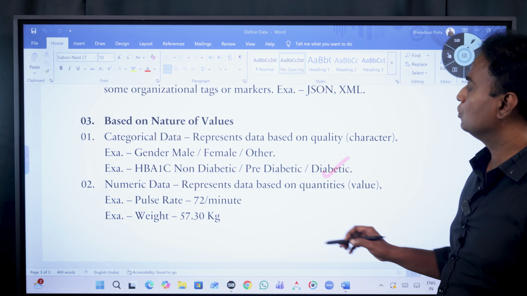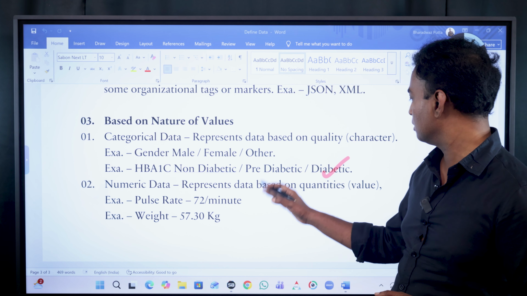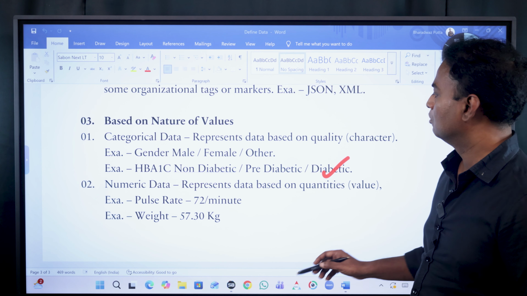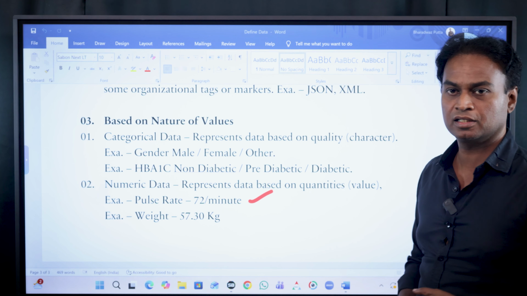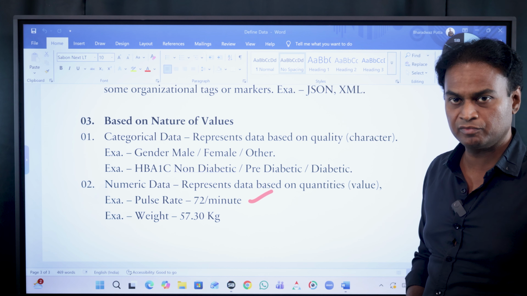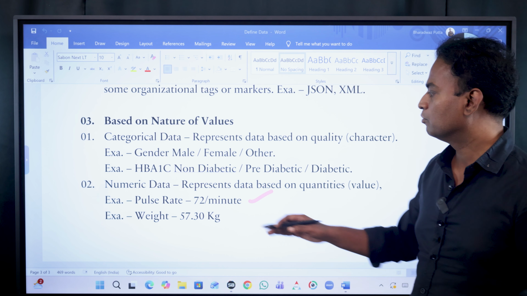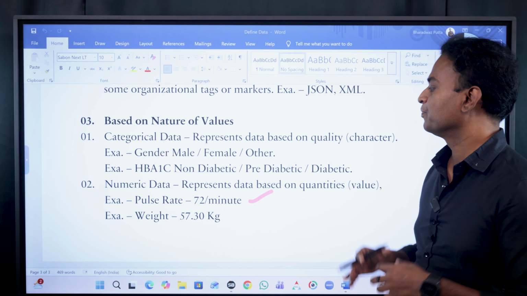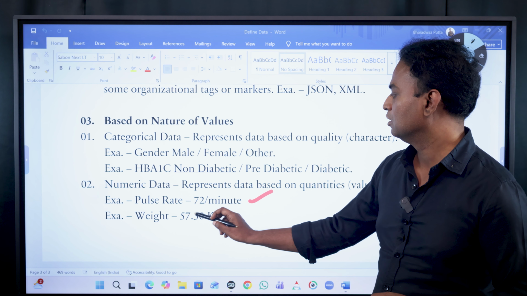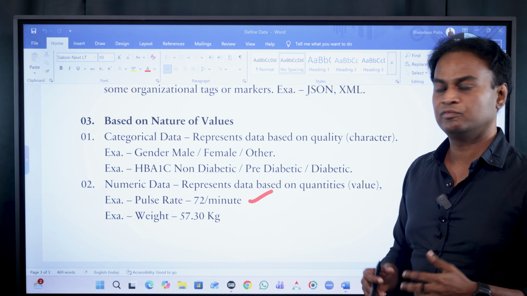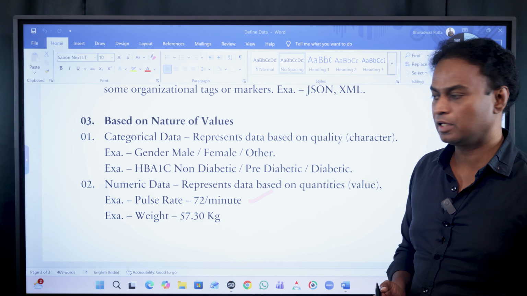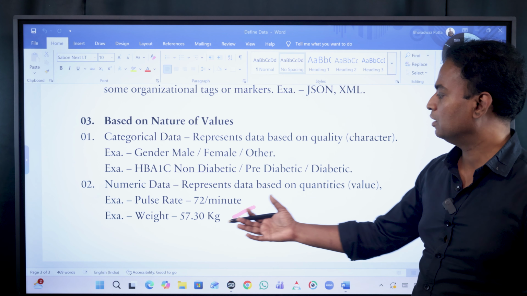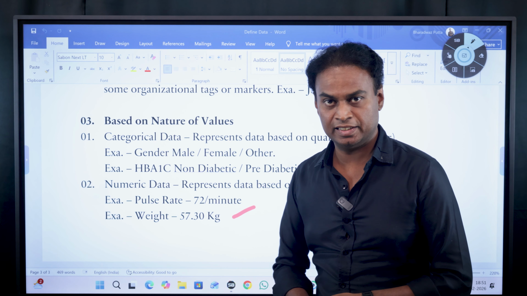The next type is numerical data, where the data represents quantities or values. For example, pulse rate can be 72, 140, 150 or 170, but that is numeric data. This is known as quantitative data. In the same way, weight can be 57.3 kg, 58.3 kg, or 100 kg. Pulse rate and weight are the best examples of numeric data.